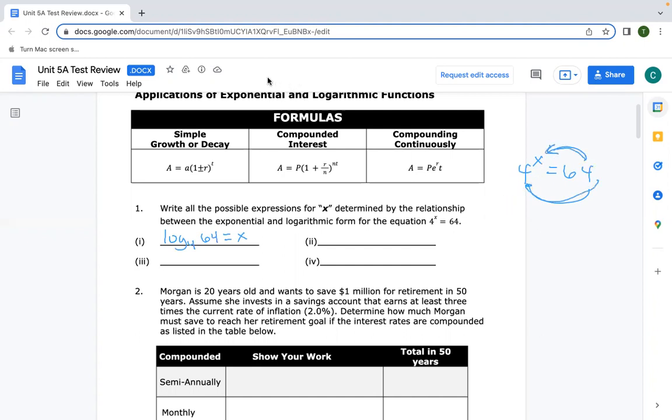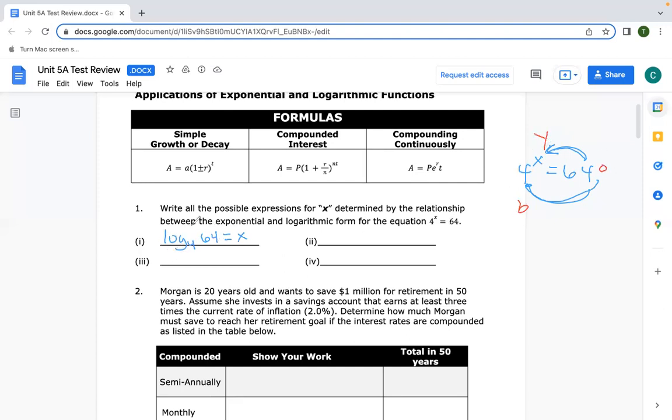Okay, if you ever forget which way you go or where to start, you always want to start with your base. Start with your base, if this thing will load. Go to the outside and then finish at your exponent. So you spell out the word boy.